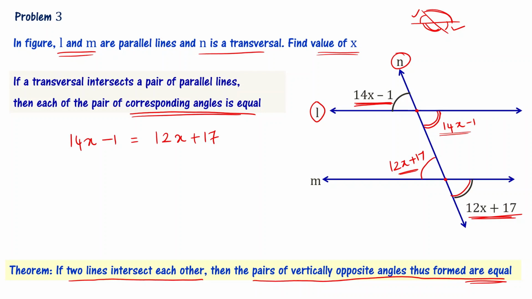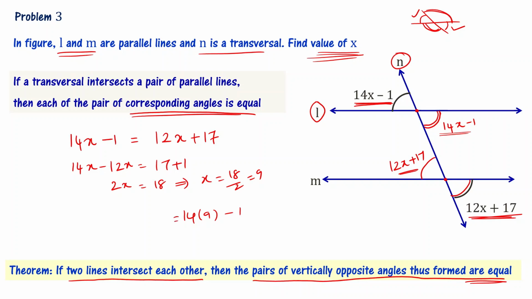Right? Now I can write this as 14x minus 12x equal to 17 plus 1. This can be written as 2x equal to 18. This is x equal to 18 by 2, that is equal to 9. We found the value of x. If you want, you can even find the value of the angle. 14 into 9 minus 1 is 14x minus 1, right? This is going to be 126 minus 1, which is 125 degrees.